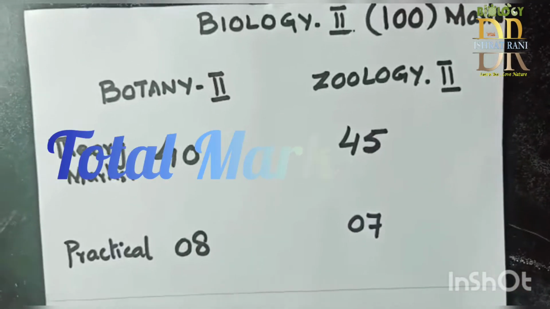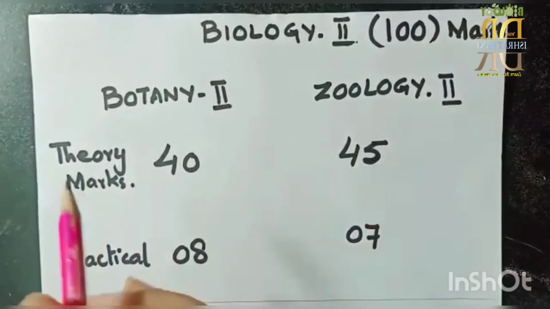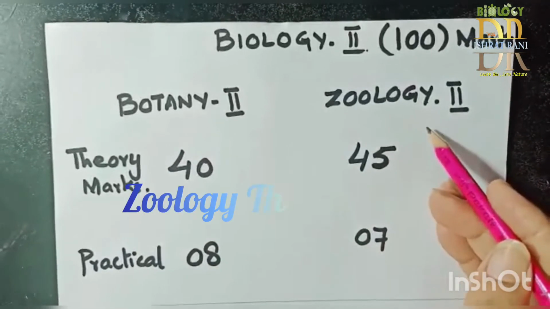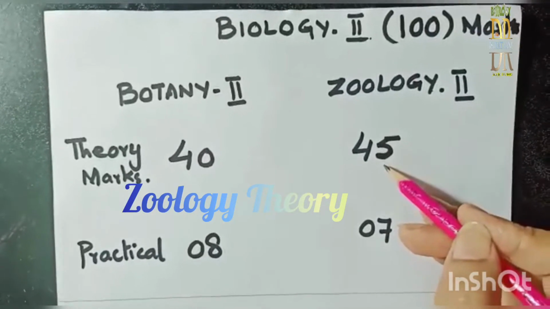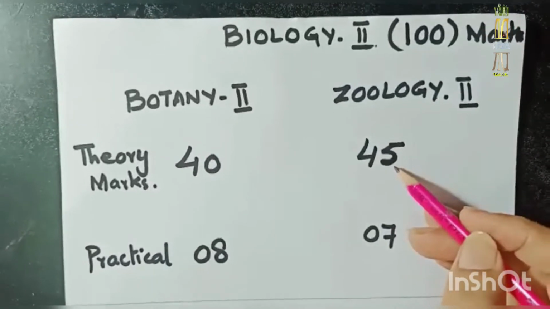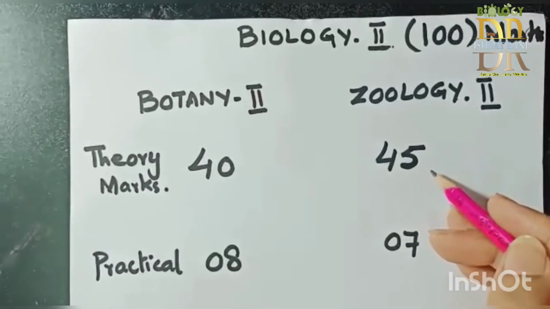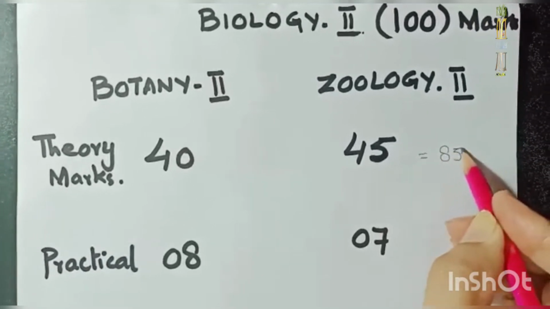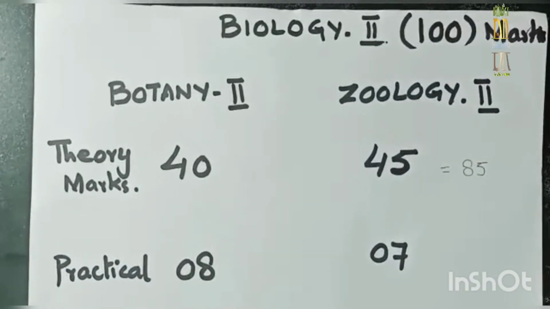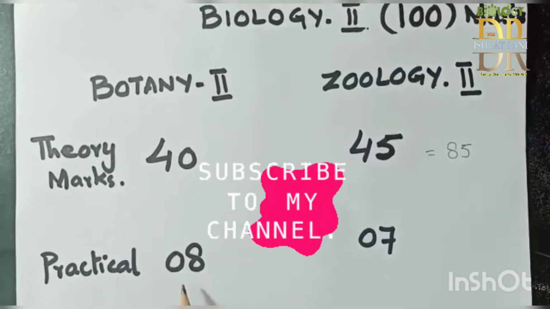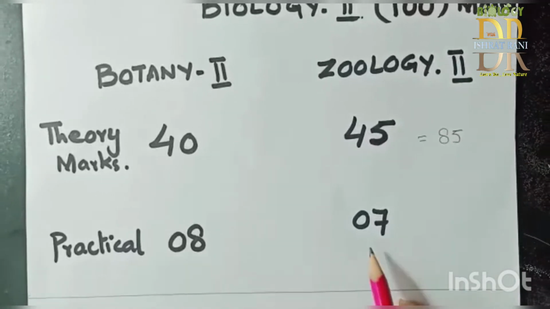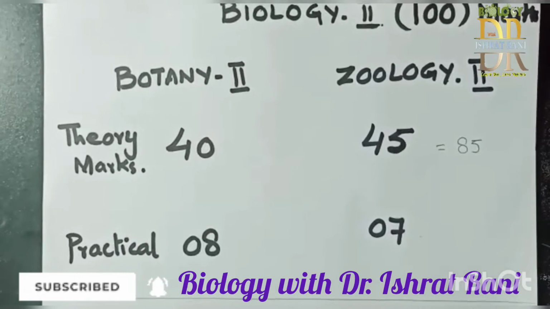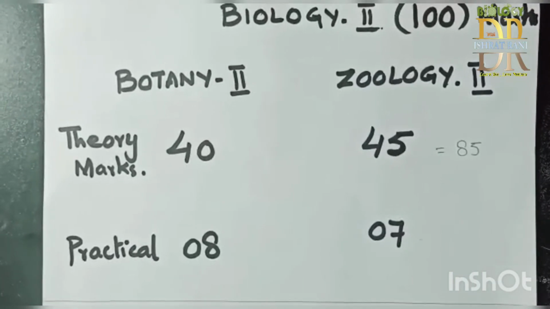Overall you have 100 marks, in which the botany section has 40 marks in theory and the zoology section has 45 marks of theory. So 85 marks are of theory, and we have practical as well: 15 marks. In practical the distribution is like this. In botany practical we have 8 marks, and in zoology practical we have 7 marks. Overall you have 15 marks in your biology subject.